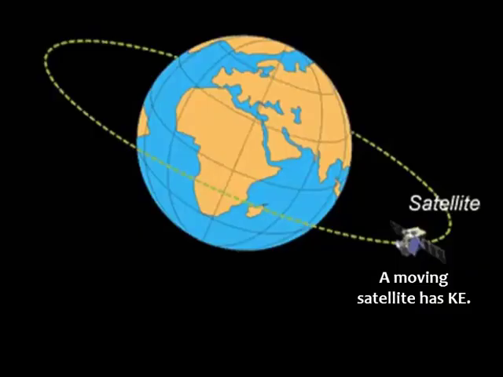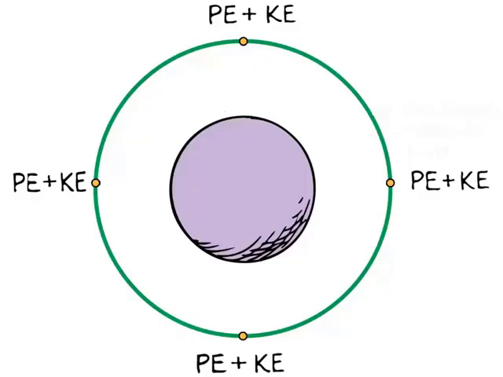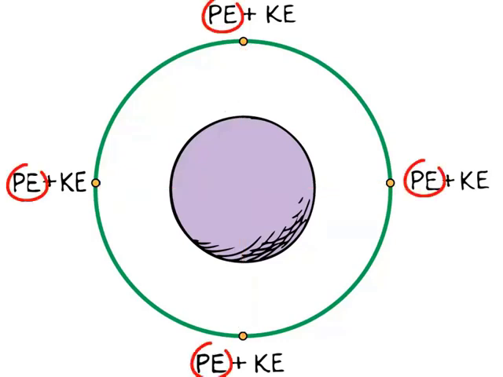Moving objects have kinetic energy. An object above Earth's surface has potential energy due to its position. Everywhere in its orbit, a satellite has both KE and PE. In a circular orbit, the distance between a planet's center and the satellite's center is constant. The PE of the satellite is the same everywhere in orbit.